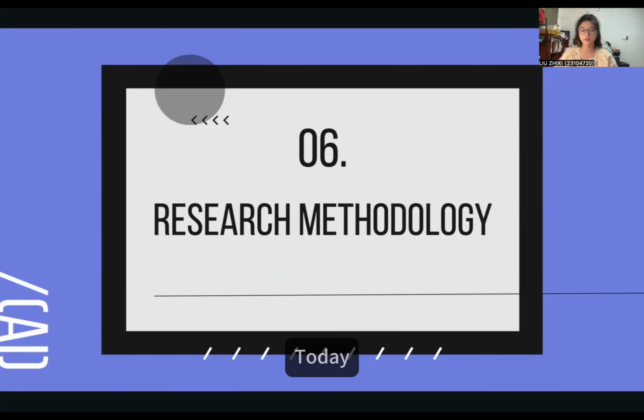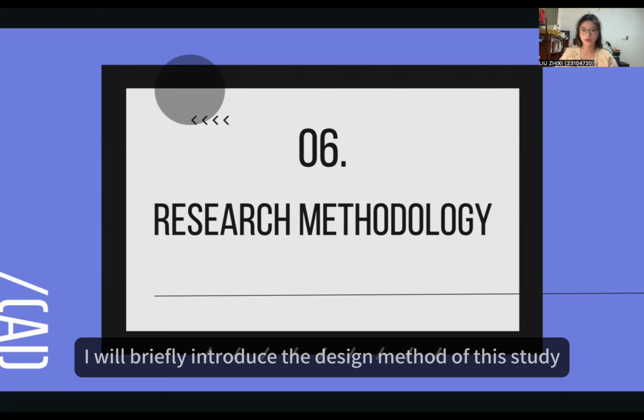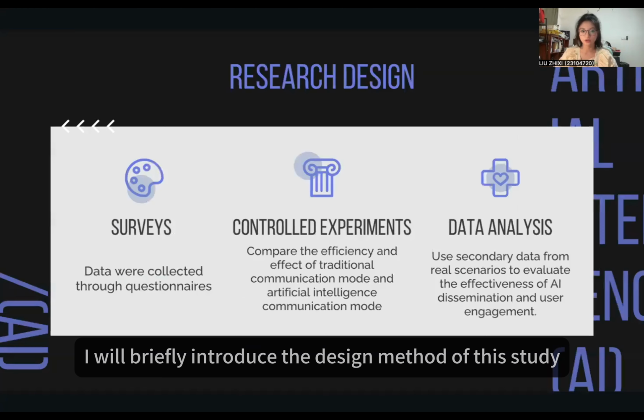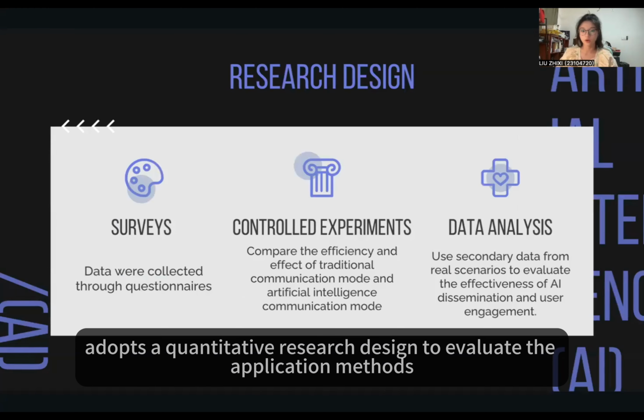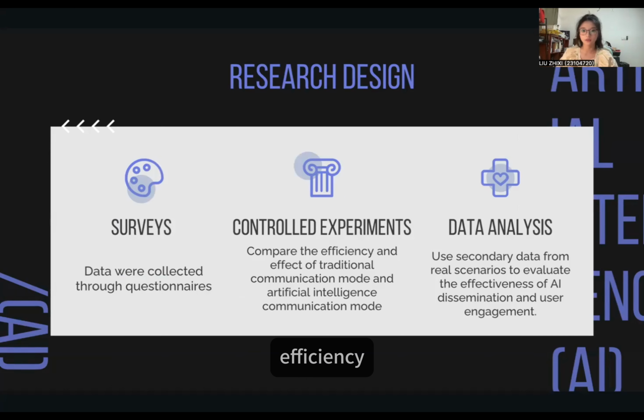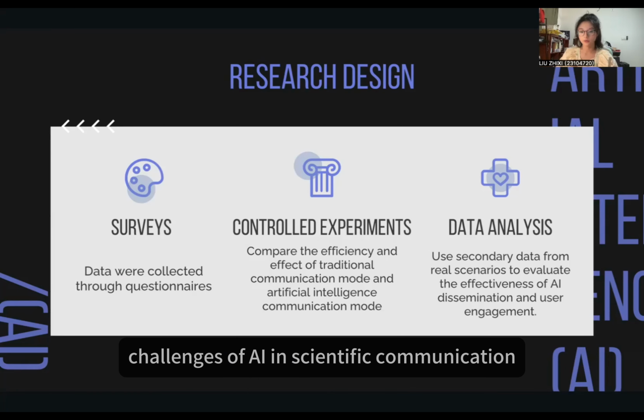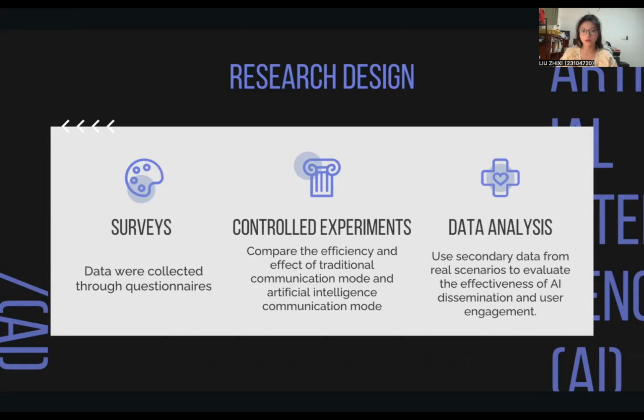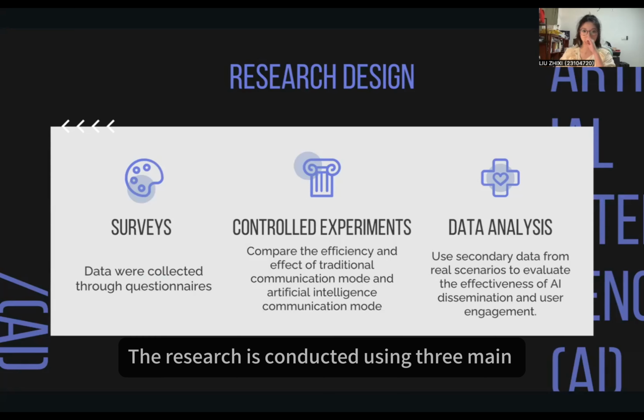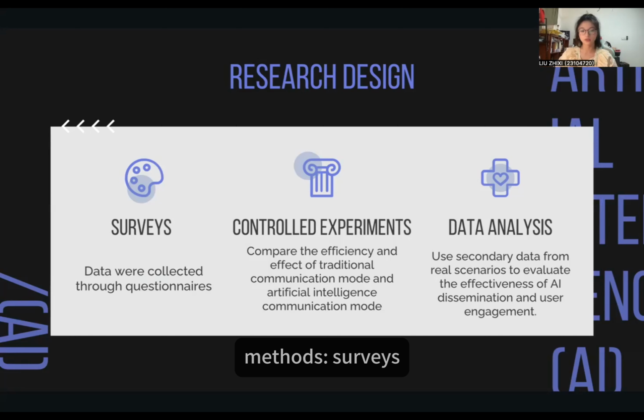Hello, everyone. Today, I will briefly introduce the design method of this research. This research adopts a quantitative research design to evaluate the application method, efficiency, and challenges of AI in scientific communication. The research is conducted using training methods, surveys, control experiments, and data analysis.